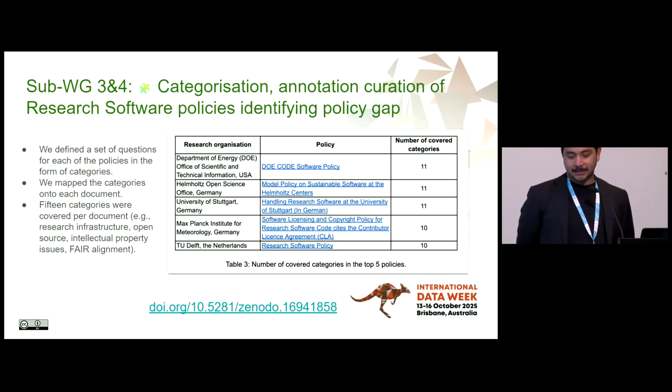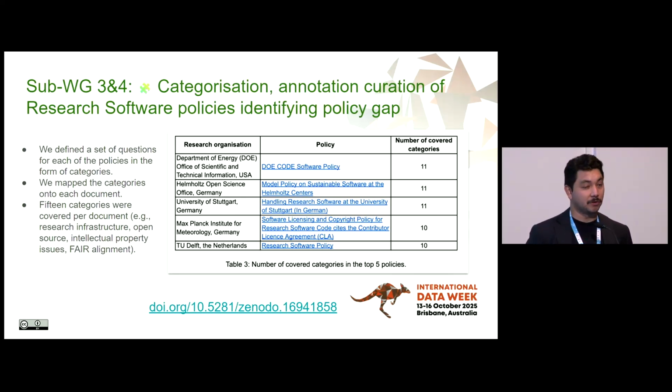Yeah, so the next step was to actually look at the actual policy documents, the actual policy content. And then we did categorization, annotation, and curation of all those policies. What we did is that we defined a set of questions for each one of those policies. We literally had to study every aspect of the policy document of each institution. And then those set of questions are mapped into categories, right? So there were 15 categories that didn't just come out of the blue. In one of the community consultations in the RDA plenary 23, we asked for community feedback, and then we ended up having the priority categories that should be mentioned in a research software policy.